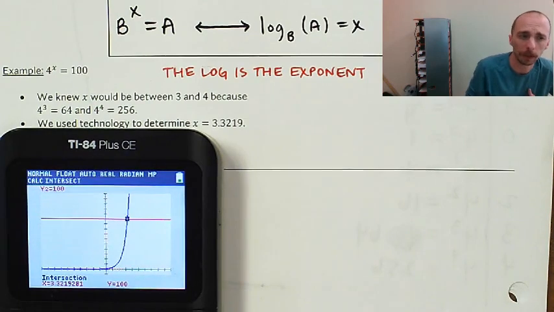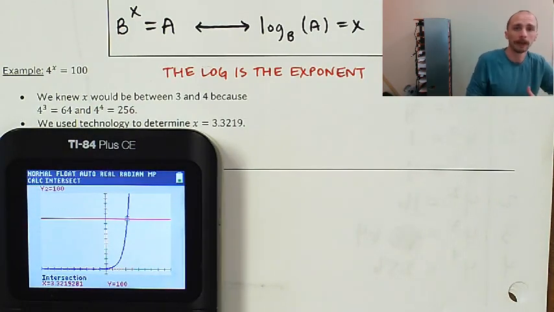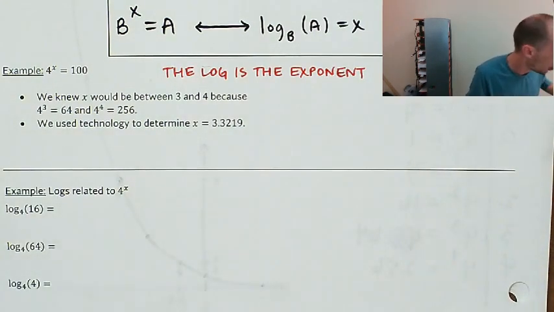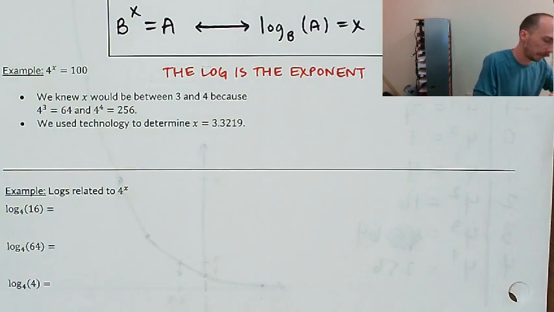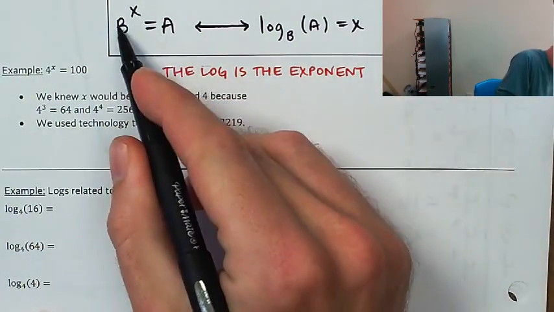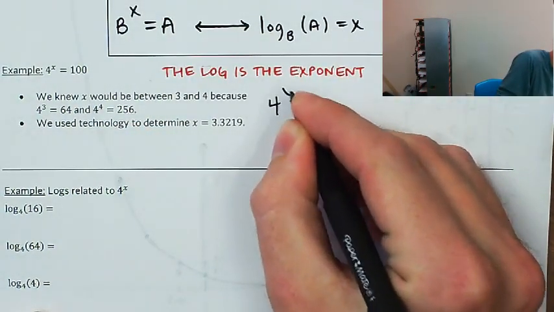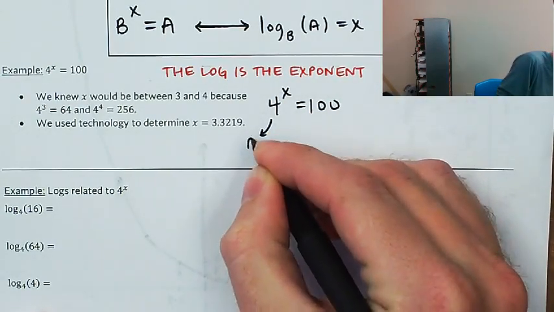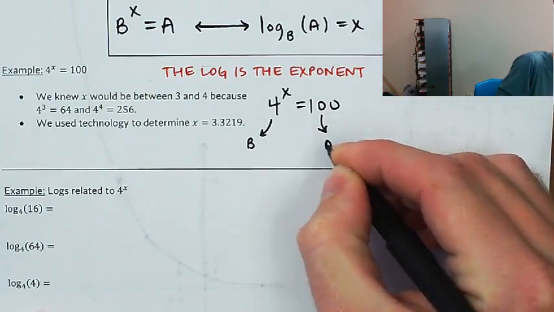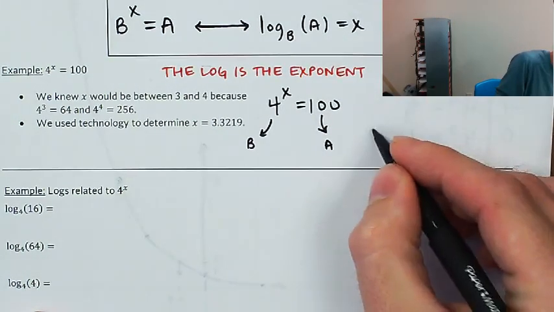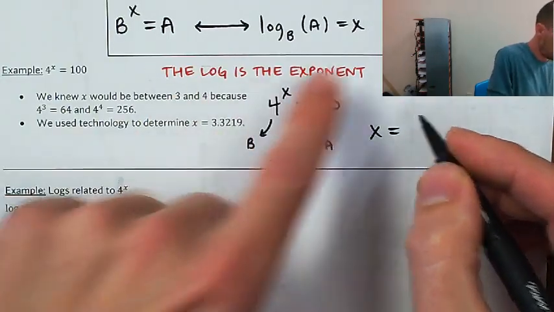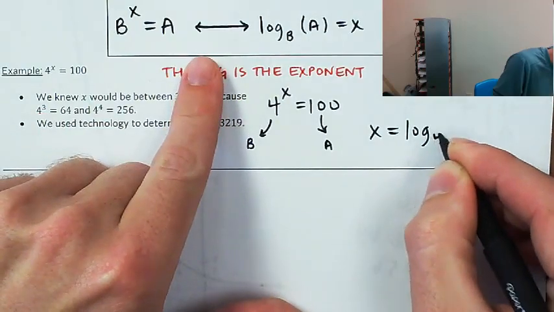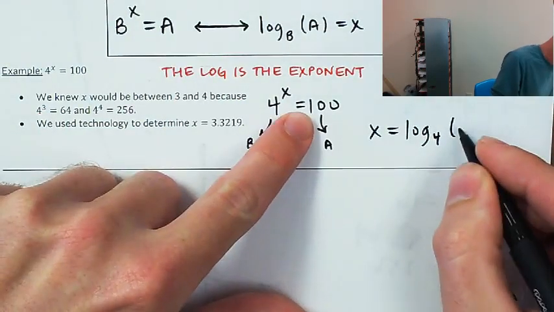But that's just an approximate value, right? We can see that there's more decimals, and if we need to be more accurate, 3.3219 might not be accurate enough. So the exact value of this is, okay, if we've got 4 to the x equals 100, I'm copying it again. Okay, 4 is the base, and 100 is like the answer. Okay? So that means that x is going to be equal to the log base 4 of 100.